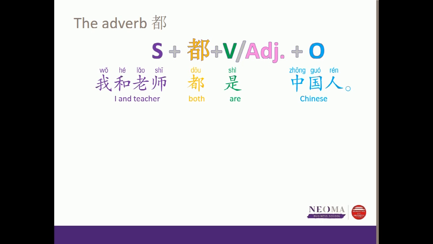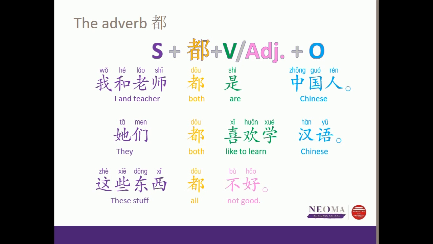我们再看一个, let's see another one. 他们都喜欢学汉语. 他们 means they, a group of men or a mixed group. They all fall into the category which is 喜欢学汉语, like to learn Chinese, love to learn Chinese. 这些东西, this stuff. 这些东西都不好. All not good, so none of them is good. All of them are bad. So this is the usage of 都.